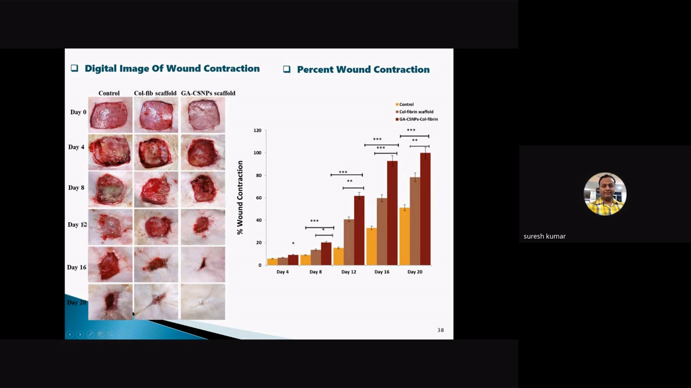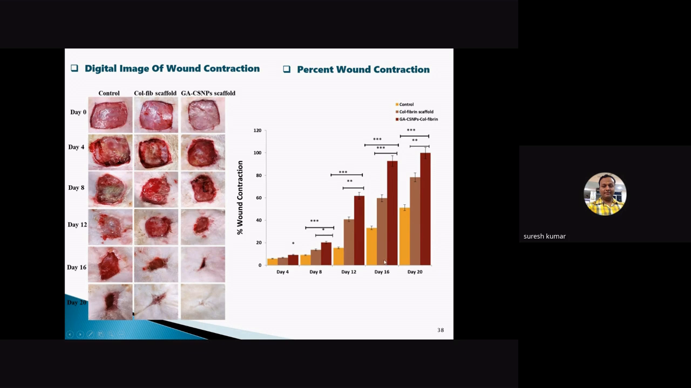So we extended the prolonged time between day 12, day 16, and day 20. We are able to see that, compared with day 12 in the normal wound, it will take nearly day 16 in the control and the collagen fibrin scaffold. The GACNP, that is the plant polyphenol incorporated scaffold, completely healed on day 16.